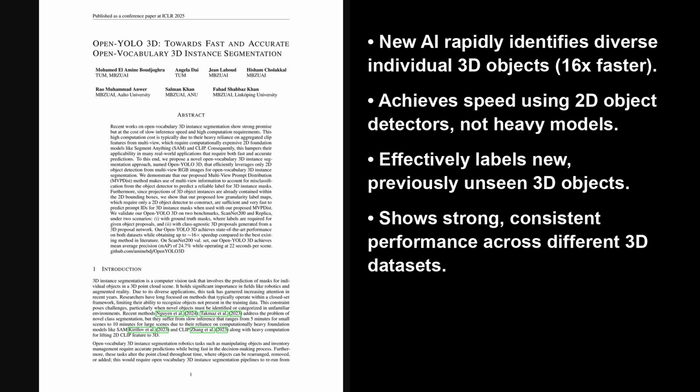This paper introduces Open-YOLO 3D, a novel, efficient way for open vocabulary 3D instant segmentation. This means identifying individual objects and their shapes in 3D, even new ones. Current methods are often slow, using heavy 2D models like Segment Anything or SAM for precise object outlining, and CLIP for connecting images with text. Open-YOLO 3D speeds this up using only 2D object detection from multiple views.